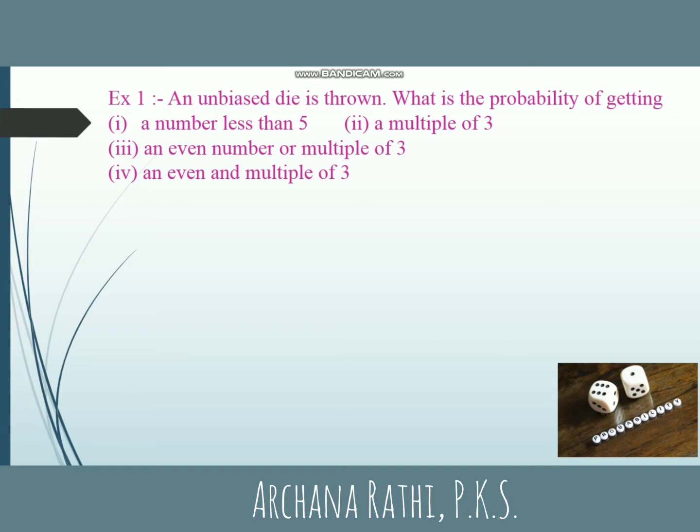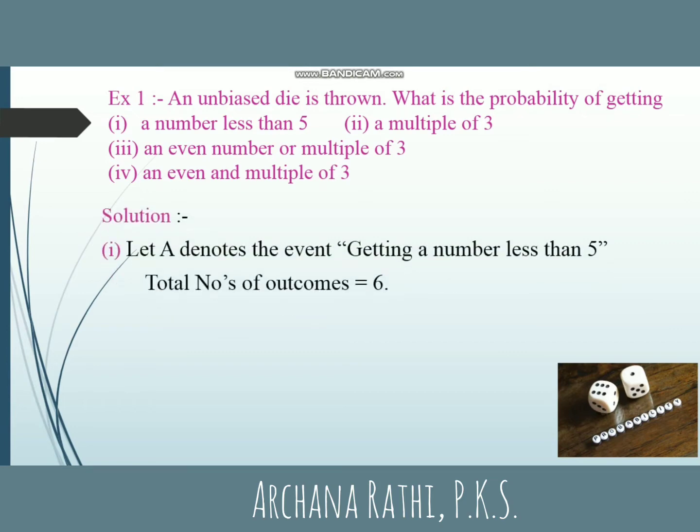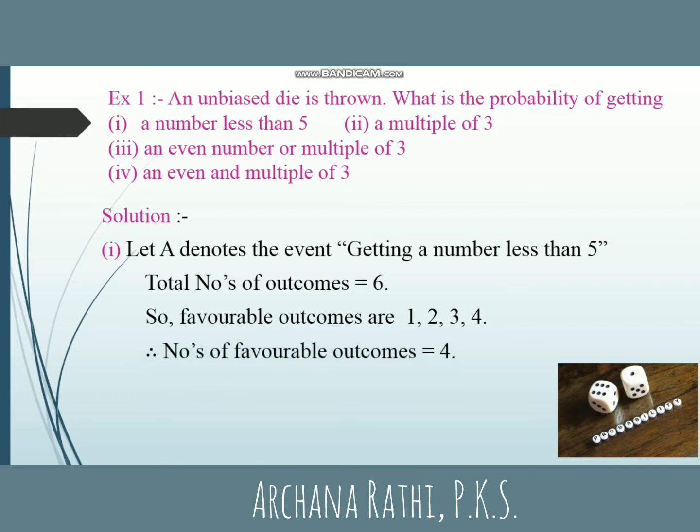An unbiased die is thrown means the die is the ideal die, it is not affected by any situation. That is called an unbiased die. Let us start with the first question, a number less than 5. Let A denote the event of getting a number less than 5. You know that the total number of outcomes when one die is thrown is 6. The favorable outcomes, which are the numbers less than 5, are 1, 2, 3, 4. Therefore the number of favorable outcomes is 4.